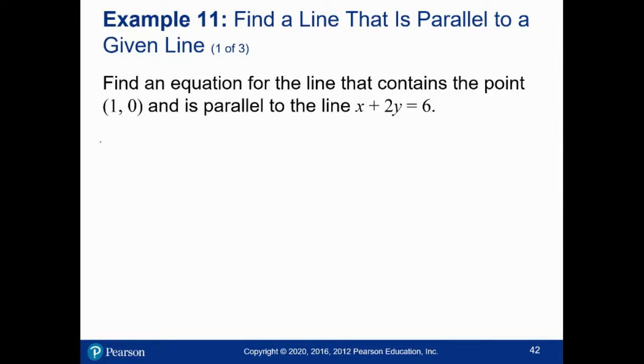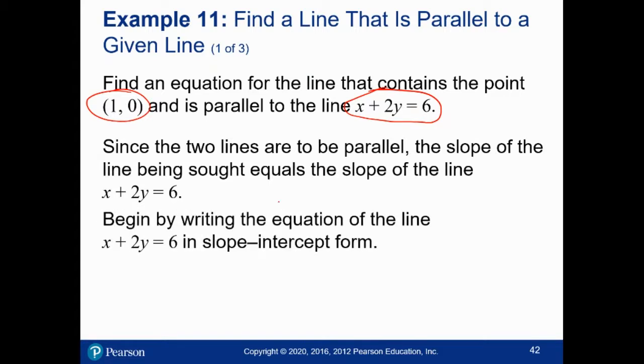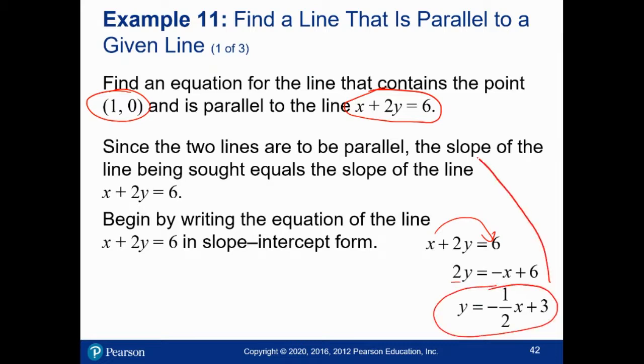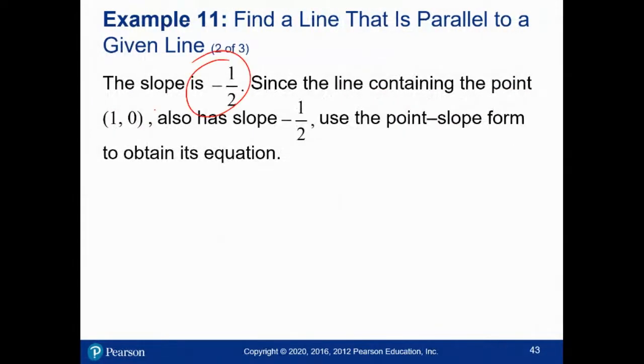Okay, so here is a line. I don't want this line. I want something parallel to it that goes through this point. Well, the line I'm trying to make has to have the same slope. So let's find the slope of this line. Let's move some stuff around. I move the x over to the other side and divide by the 2, and I get this. So here is this line in slope-intercept form. What's its slope? -1/2.